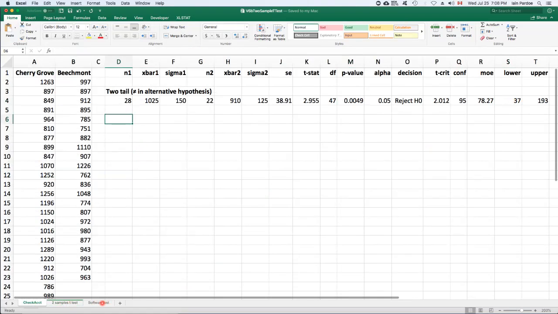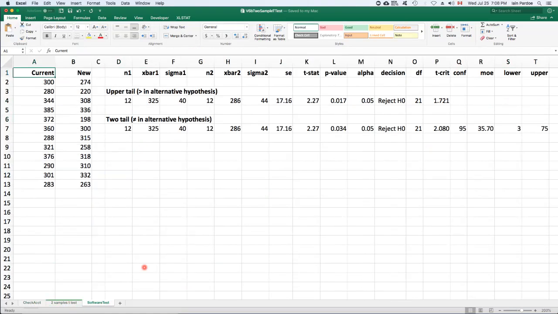Okay, let's do another example. Here we have completion times for different softwares using current technology and new technology. Let's do the two-tail test first, just to illustrate. Sample size of 12 in the first sample, mean of 325, standard deviation of 40. Sample size of 12, mean of 286, standard deviation of 44 in the second sample.